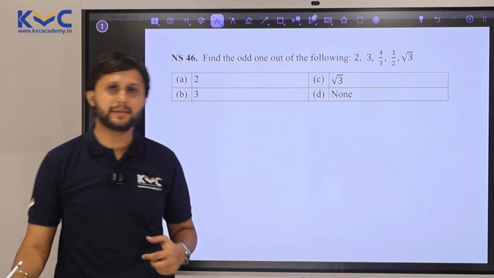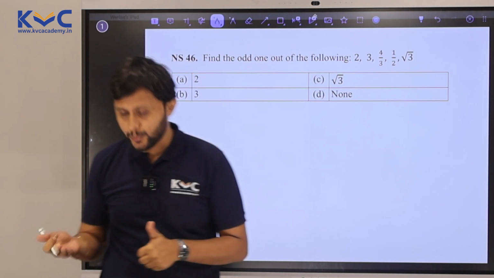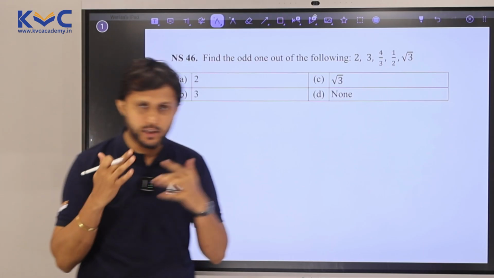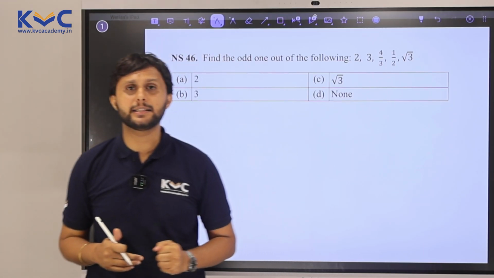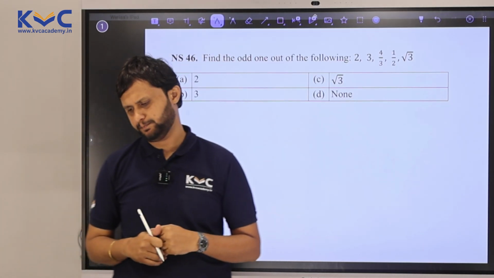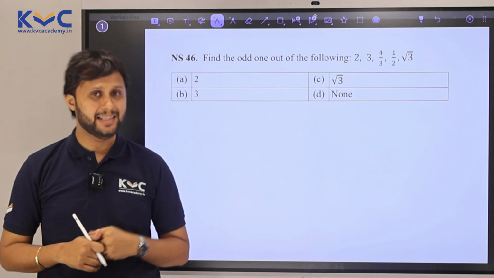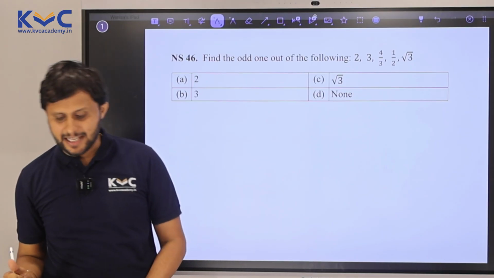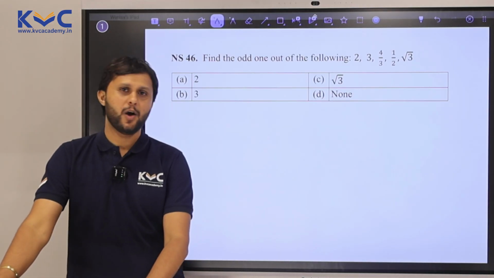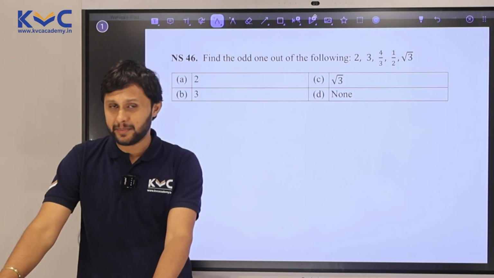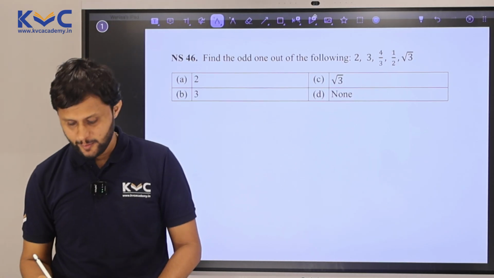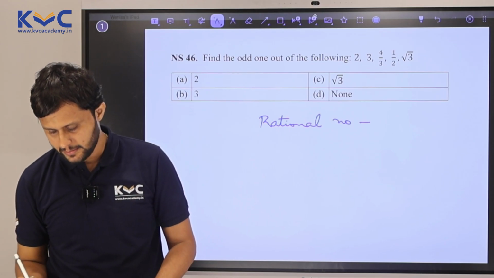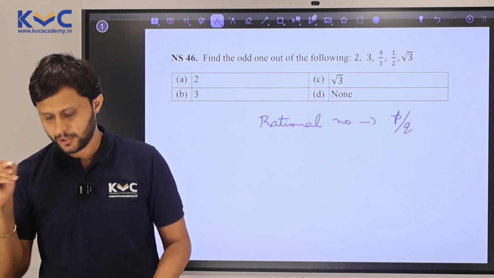The types of numbers that we have: natural numbers, but it won't hold good. We have whole numbers, won't hold good because we have 4 by 3. 4 by 3 is not a whole number. We have integers, integer also won't hold good. Then we have rational numbers. If you see rational numbers, we have 2 is a rational number, 3 is a rational number, 4 by 3 is a rational number. What is a rational number? Rational number is a number which can be expressed in the form of P by Q.